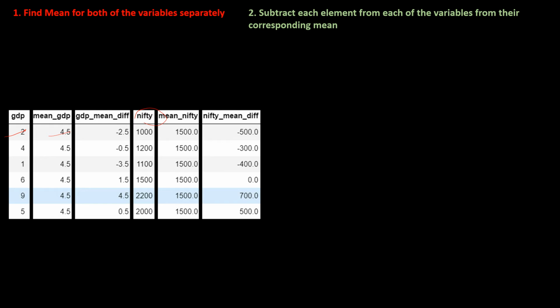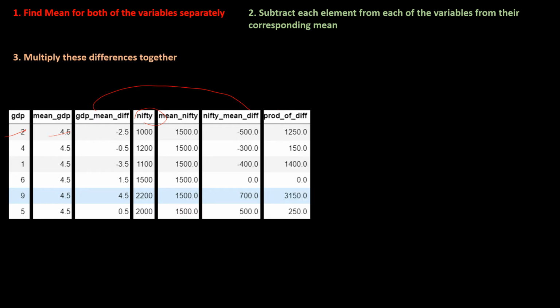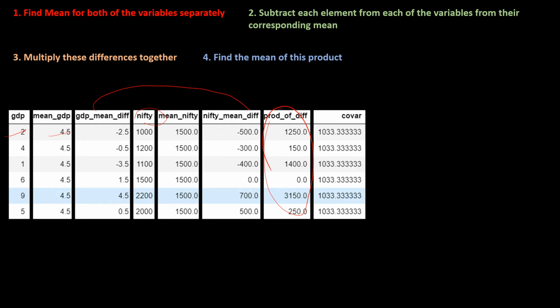Here we got the difference of these two things. Now we need to multiply these two things, right? So the next step is to multiply these differences together. So what we get is this. Now we need to find the mean of this particular variable. Whatever mean you find, that's the covariance. Now after getting the covariance, we're going to find the standard deviation of GDP and Nifty separately.